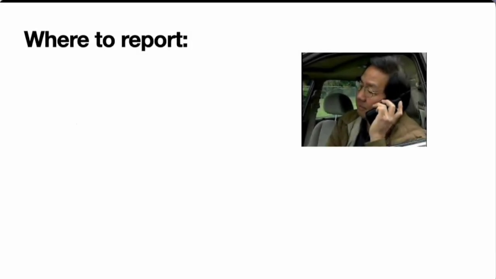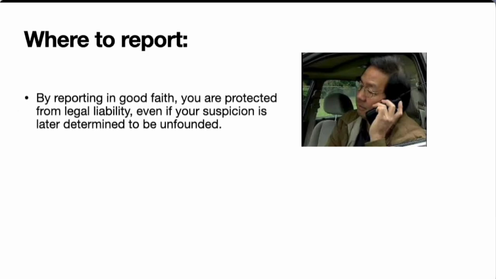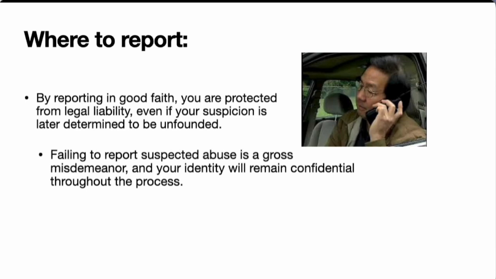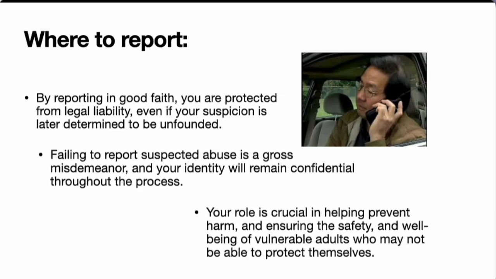By reporting in good faith, you are protected from legal liability, even if your suspicion is later determined to be unfounded. Failing to report suspected abuse is a gross misdemeanor, and your identity will remain confidential throughout the process. Your role is crucial in helping prevent harm and ensuring the safety and well-being of vulnerable adults who may not be able to protect themselves.